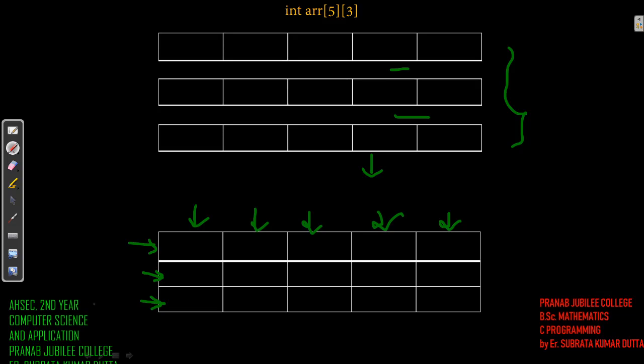Matrices are always written as m cross n, where m is the number of rows and n is the number of columns. Whenever you represent a matrix, the rows come first, then the columns. So rows cross columns. For this, what will be the rows? How will we represent this?